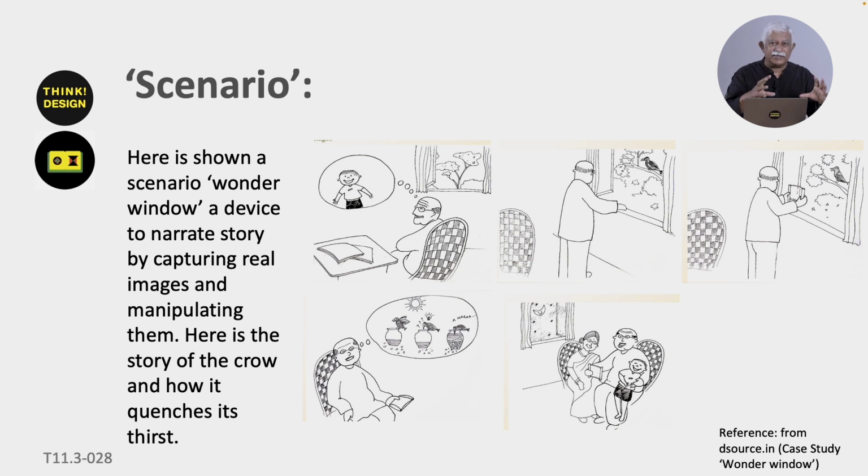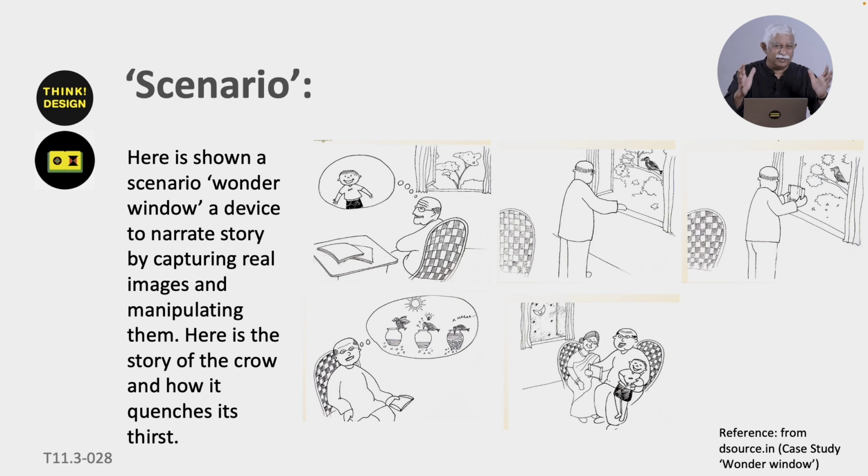This device lets you take photographs and convert them into drawings and add things to them. For example, this was the story of a crow looking for something to quench its thirst. It's looking for a pot with water, but it cannot reach it. So how do you do it? He had a twist to this story. The crow, I think here, used a straw or maybe something else, or tilted the pot.